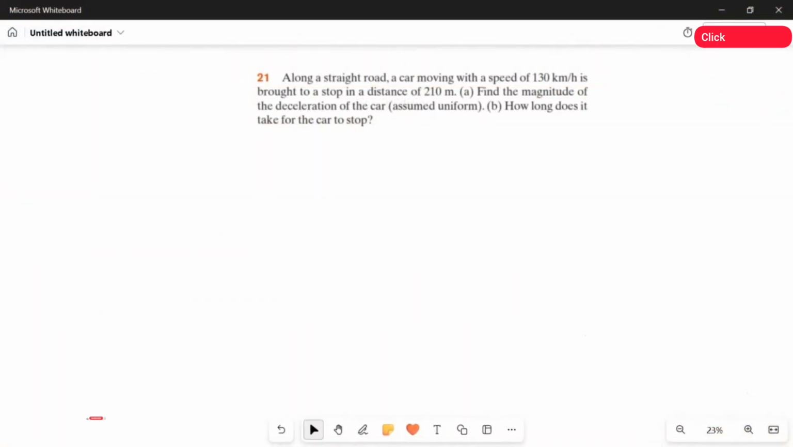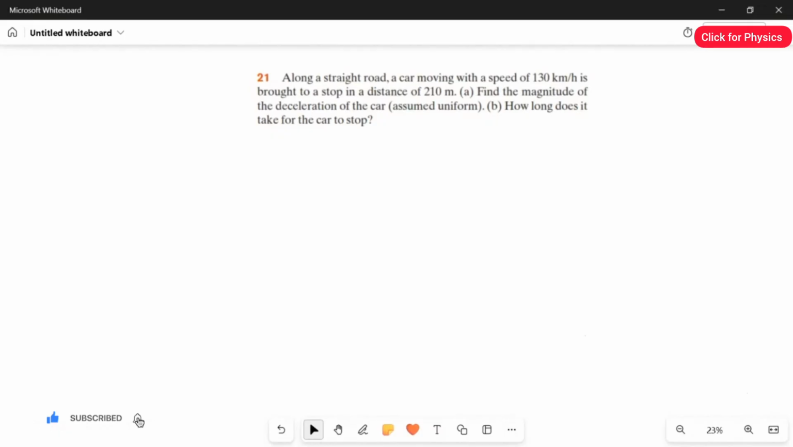Problem number 21. Along a straight road, a car moving with a speed of 130 km per hour is brought to a stop in a distance of 210 meters. First question, find the magnitude of the deceleration of the car. And the second question is, how long does it take for the car to stop? So here you have to find the two answers.